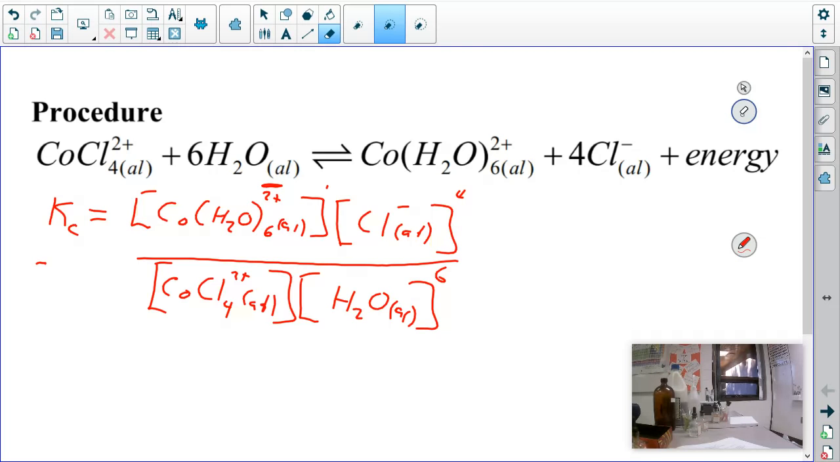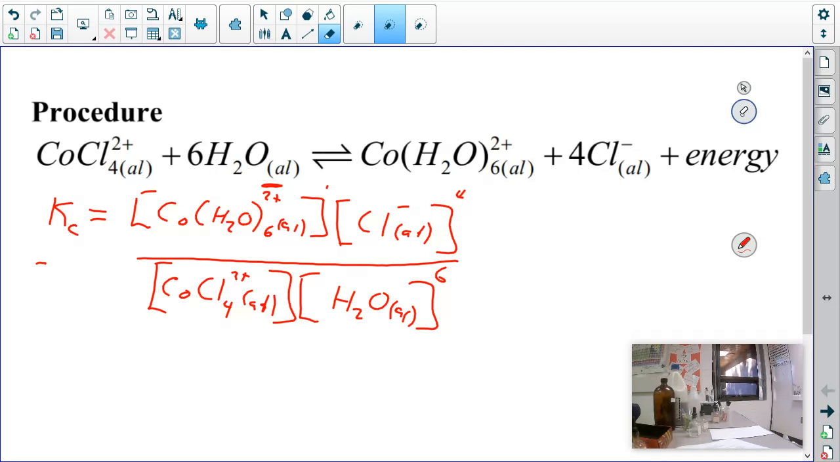So, now what we have here, if you look at the camera, hopefully this can be seen. This is our equilibrium mixture. It's got a purplish pink color to it. Okay, and we want to basically see what's going to happen to the color when we do this.